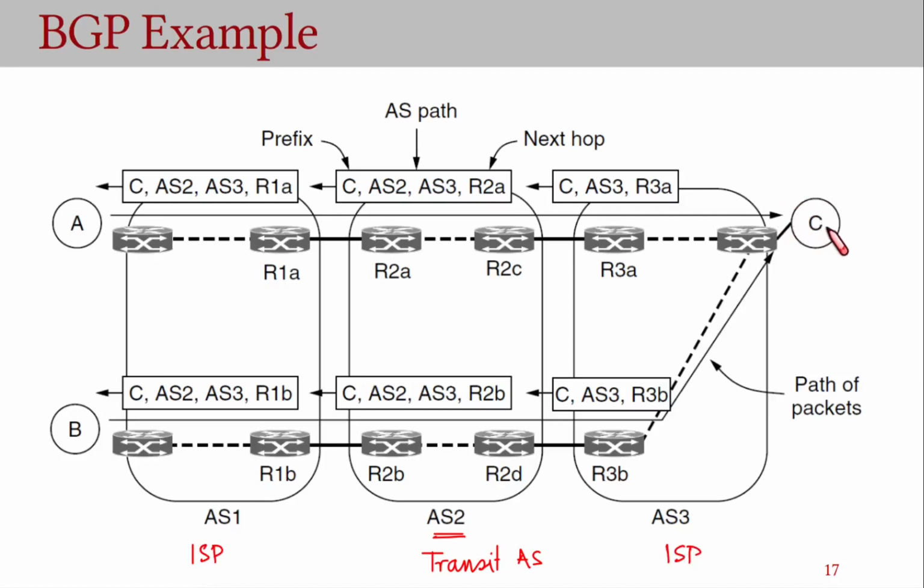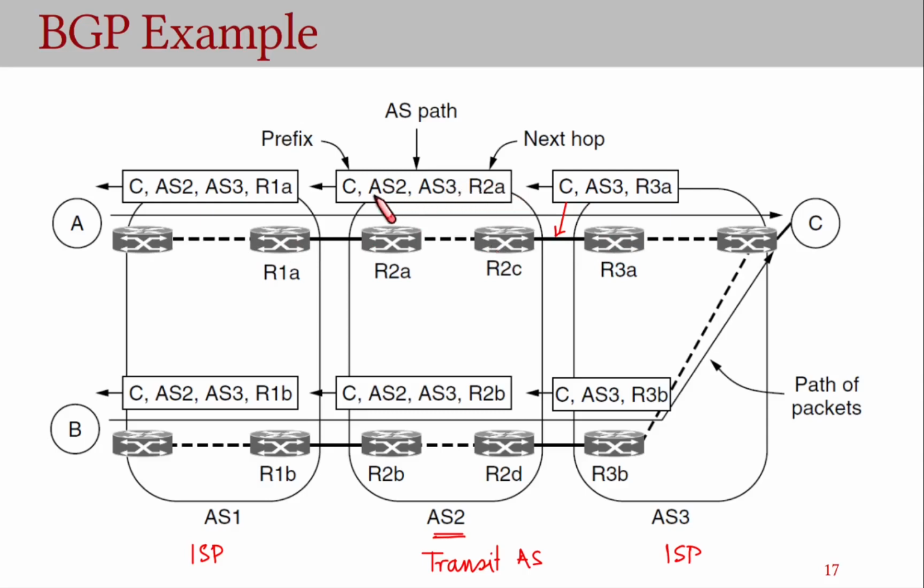And so let's consider this network prefix C. So this is going to be advertised by this ISP as this network prefix C. It's going to be reachable through this autonomous system 3, and you're going to reach C via this router R3A. And so this is the advertisement that will be sent from, let's say these are BGP speakers, the ones at the border. So R3A is going to send that to R2C.